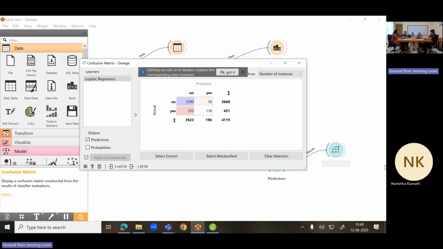What does recall or sensitivity mean? Among the actual positive class, that is 451, how many have been predicted correctly? How many of them predicted correctly? 118. So 118 divided by 451.